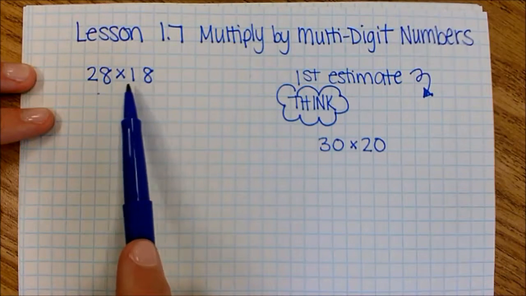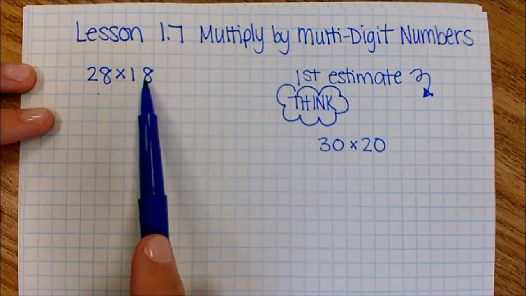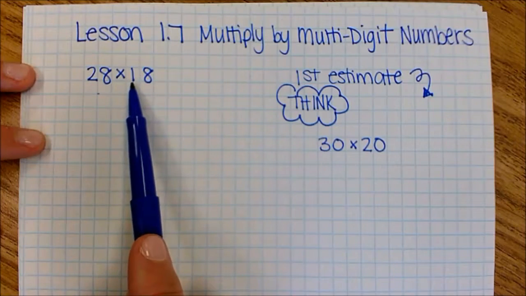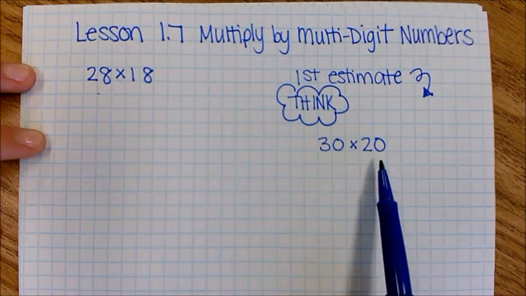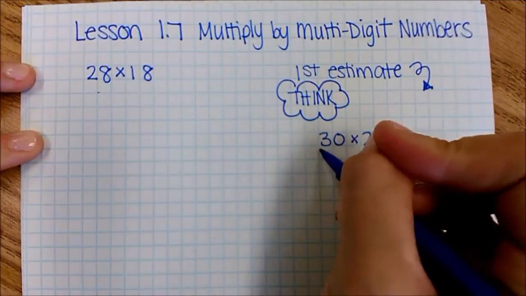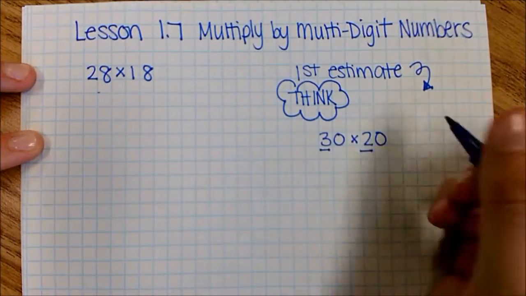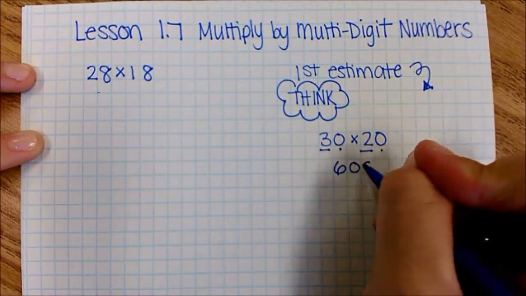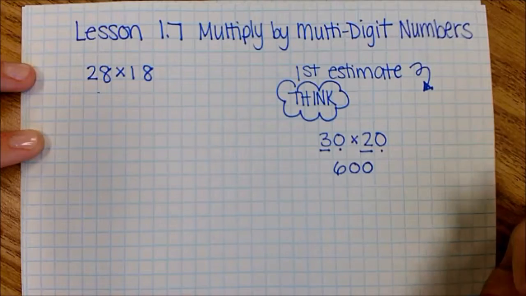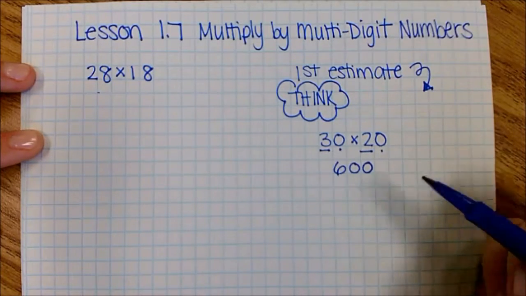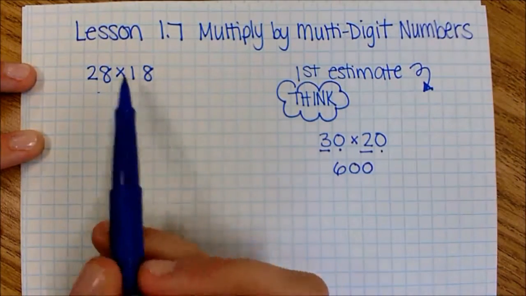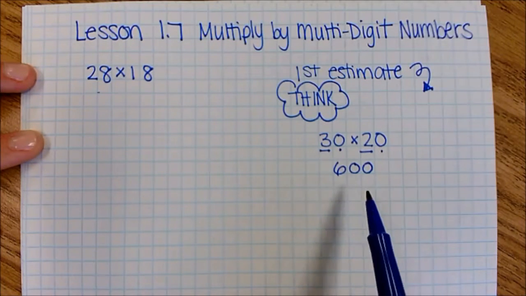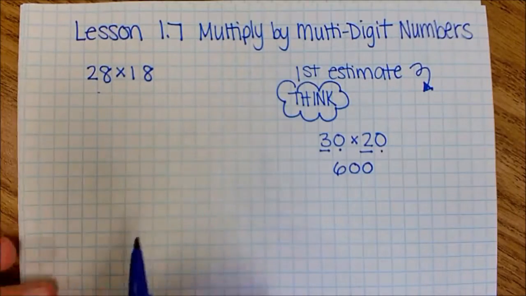Now if I look at this 18, the second number, this 8 is telling me that I should probably bump this 1 up to a 2. I should move it up 1 number. So I've turned it into 20. So now I have an easy math fact. 3 times 2, which is 6, and I have 2 zeros. So I have 2 zeros to add on. So that is 600. Because 30 times 20 is 600. So this estimate is telling me that my actual answer that I come up with should be pretty close to my estimate. Now, let's set this problem up the right way.